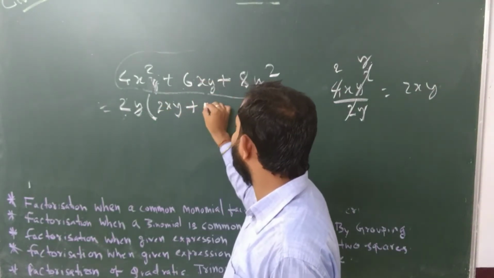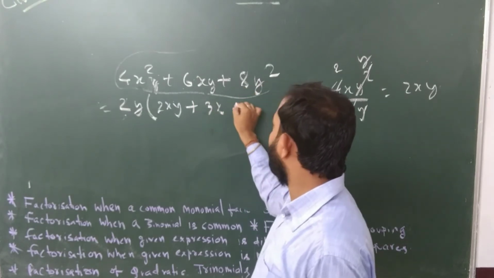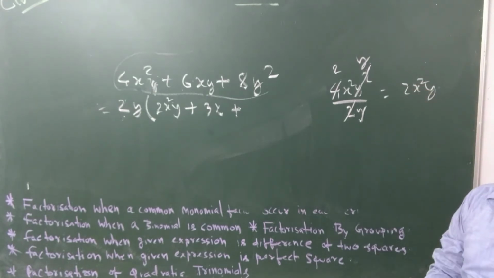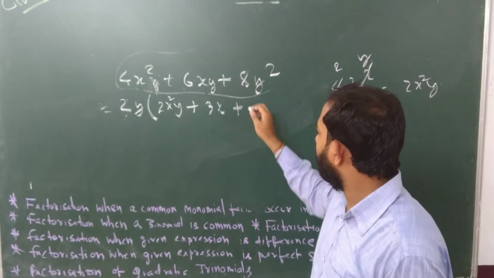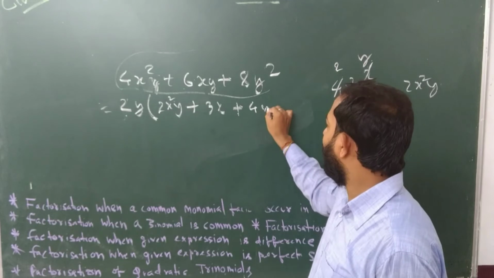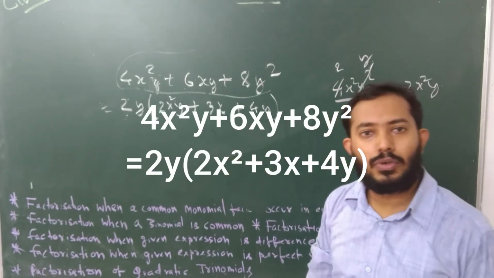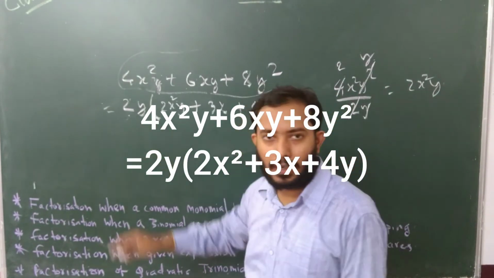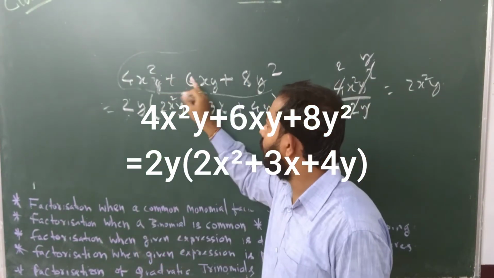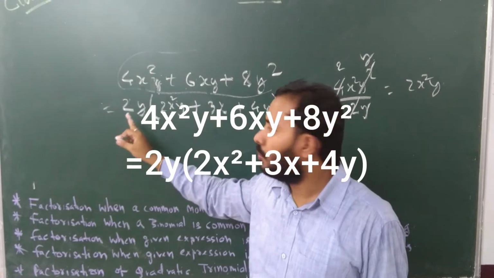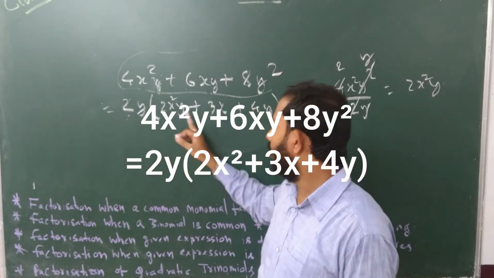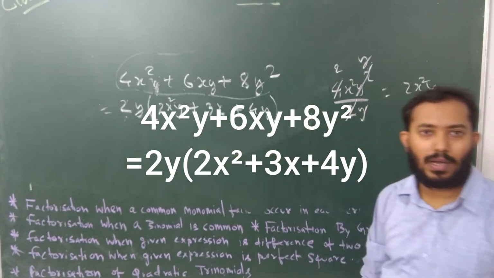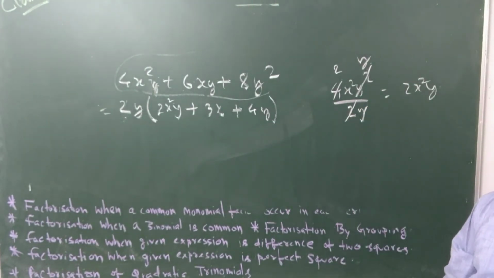Similarly, if we go for this one, we will get here 3x. And if we go for this one, sorry, x square will be here. I missed this one. We need to write x square. And here we get 4y. So this is your factorization form. That means 2y is one factor, and another factor is 2x square y plus 3x plus 4y. Okay, this is one kind of method.